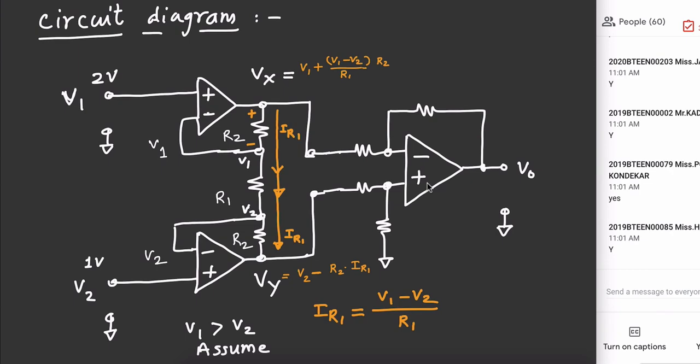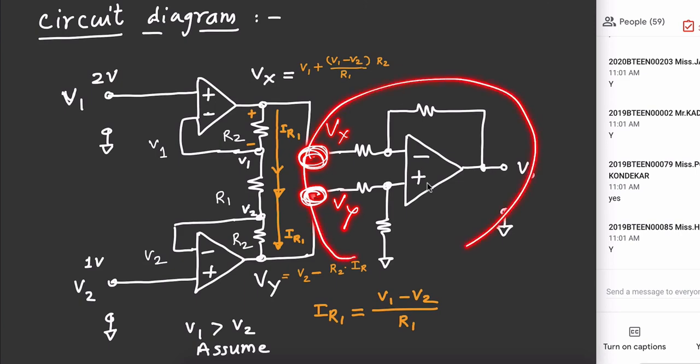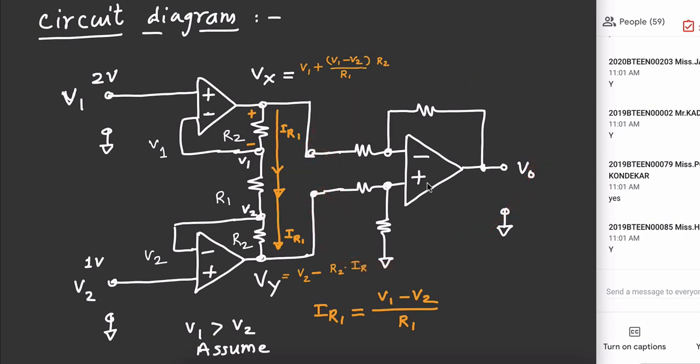Okay, great. Now, we know this voltage, यानी कि ये voltage हमको पता है, sorry, we know this voltage, it means this voltage. It means we know this voltage as well as this voltage. So this is Vx and Vy. So after this we can apply the difference amplifier formula directly.